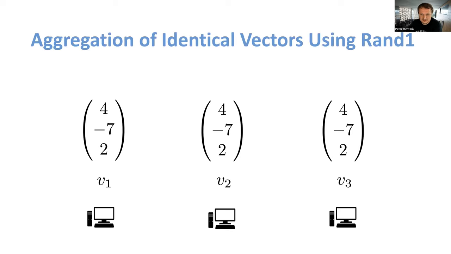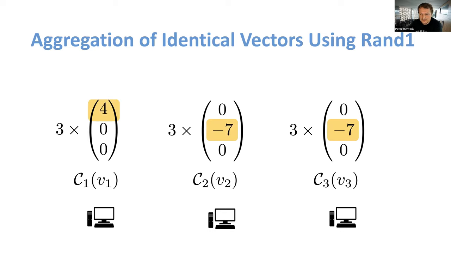So let's say that we have just three clients and they want to aggregate three-dimensional vectors. This is a very, very simple example, of course. In practice, N would be big and D would be big, but I want to actually show a numerical example here. So these vectors are completely identical. Let's see what would happen if they're completely identical and we use the random one sparsifier. So this is what happens when everybody sparsifies their vectors.